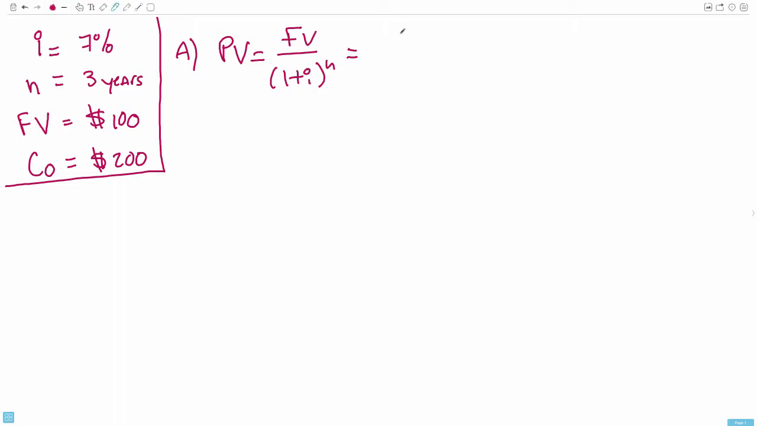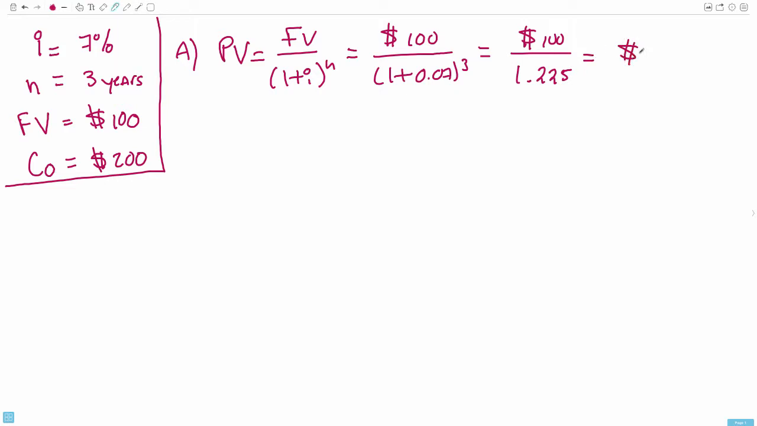So making the substitutions is very simple to determine this present value. You can use your calculator to verify these numbers, of course. I'm just making the substitutions in the formula. 100 divided by 1.225 is going to give you a total of $81.63.